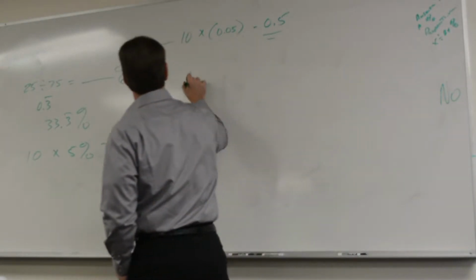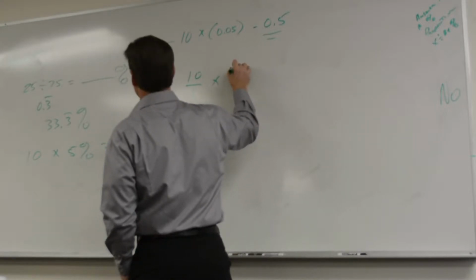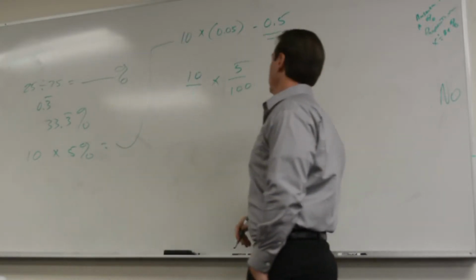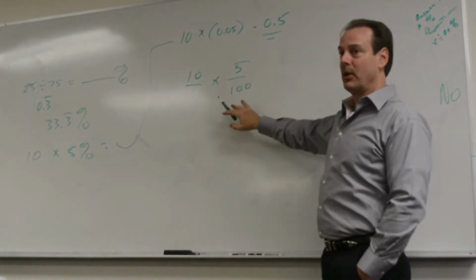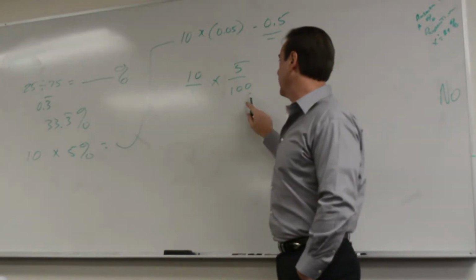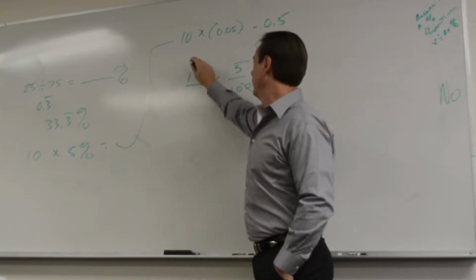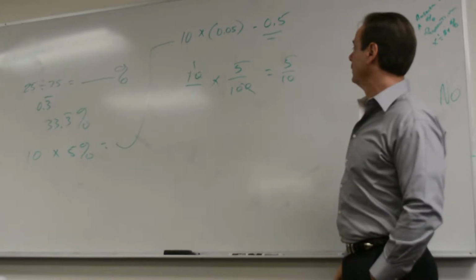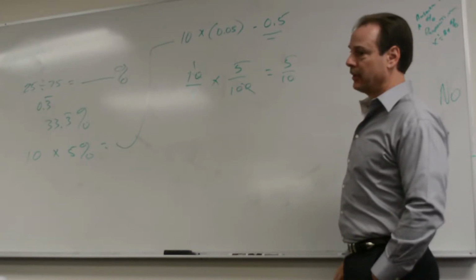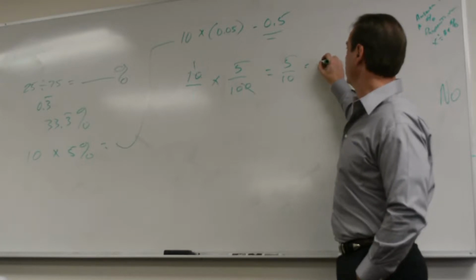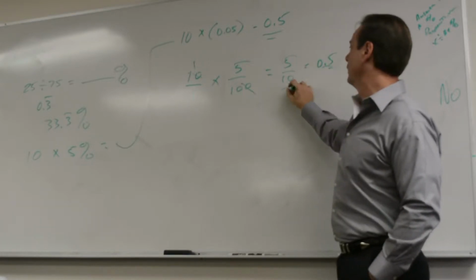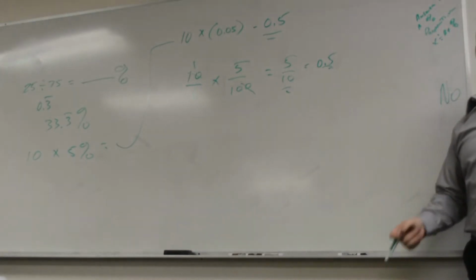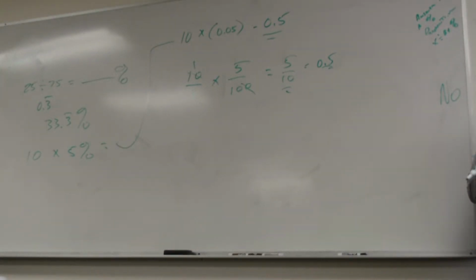Is there another way we could have done it? Fractions. Can we say this is 10 over 1 times 5 over 100? Now go back to our multiplication of fractions. We got 10 here, we got 10 here. Well, 10 goes into 100. This is going to equal what, 5 over 10? 1/2. It's 1/2 or 0.5. Either answer is accurate. So what does that have to do with the first one? Are these 2 different things you were doing? Yes.